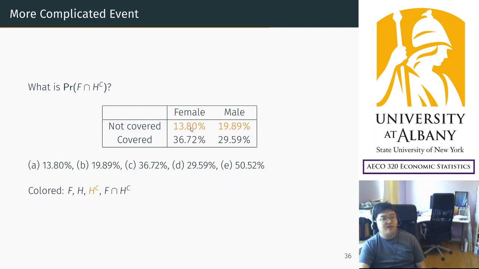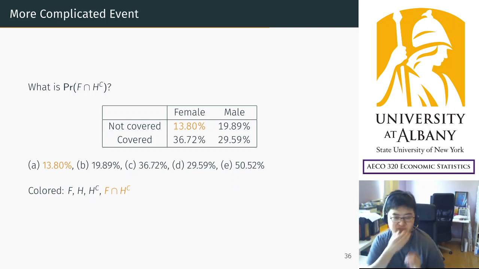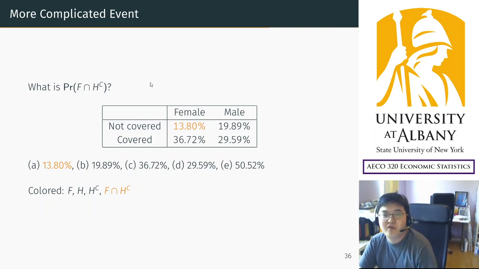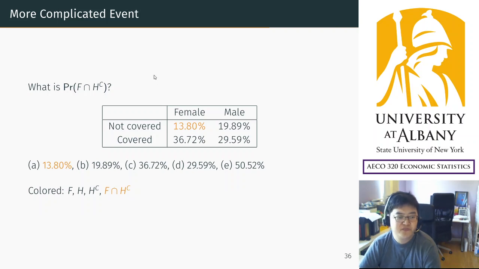So we are taking the outcomes that are included in both F and H complement. The answer is 13.8%. So that's the event denoted this way. I hope you get what I'm saying, and working with this notation is important for more complicated analysis.